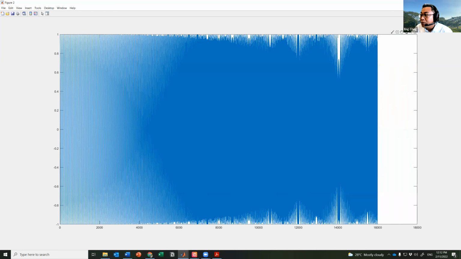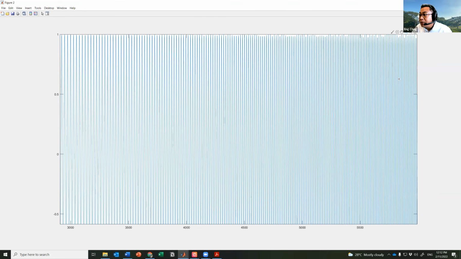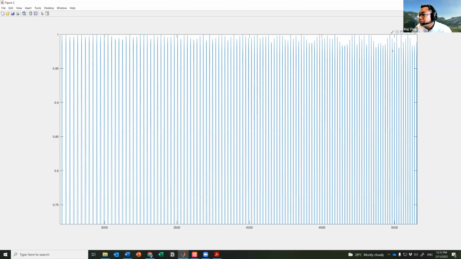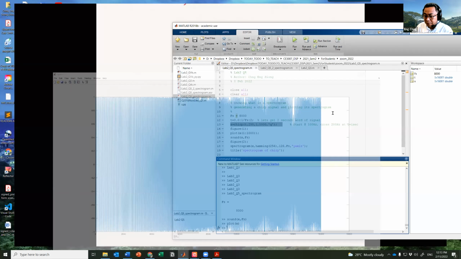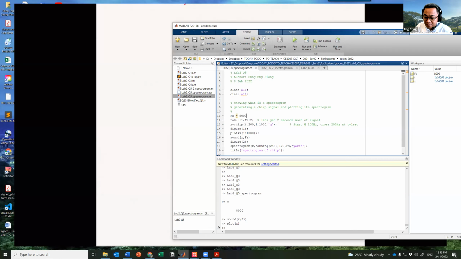Now I show you. So where would things be exciting? Maybe here. You see that from here on the left hand side compared to the right hand side, the spacing is becoming narrower and narrower. So what happened is that it goes from low frequency to high frequency. Okay. Now this is called a chirp signal.